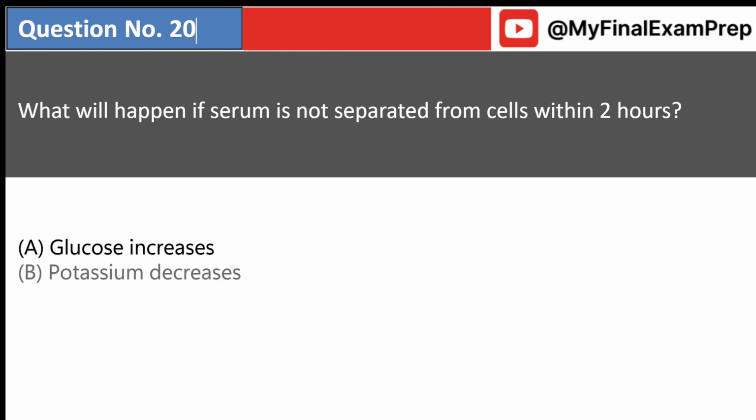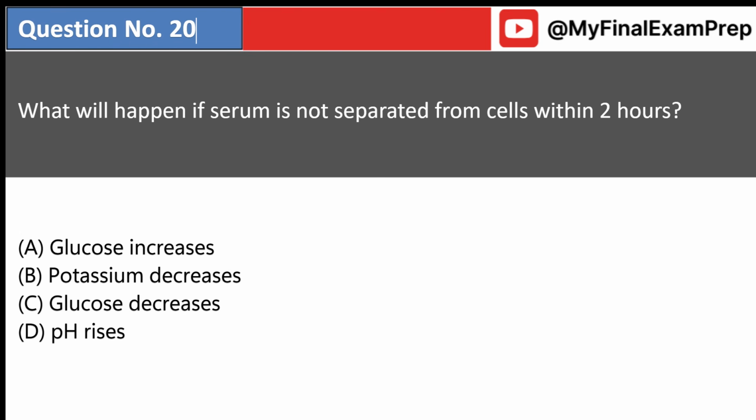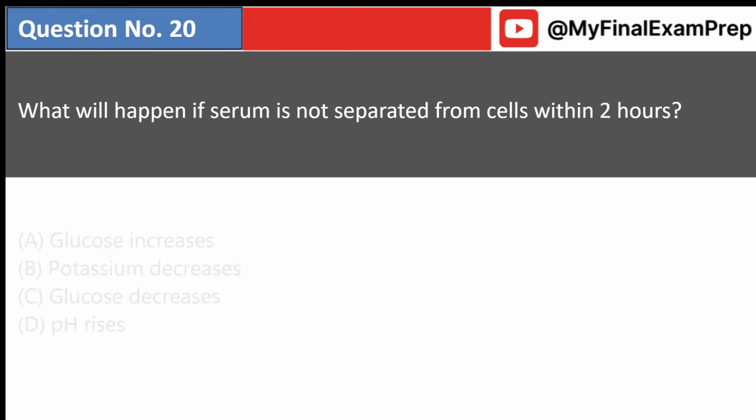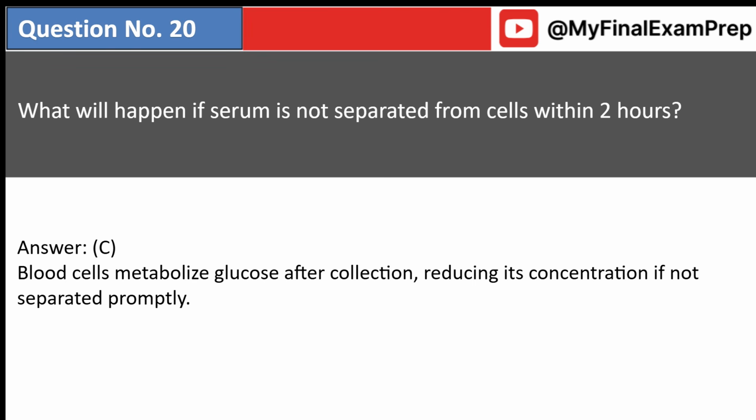What will happen if serum is not separated from cells within 2 hours? A. Glucose increases. B. Potassium decreases. C. Glucose decreases. D. pH rises. Answer C. Blood cells metabolize glucose after collection, reducing its concentration if not separated promptly.